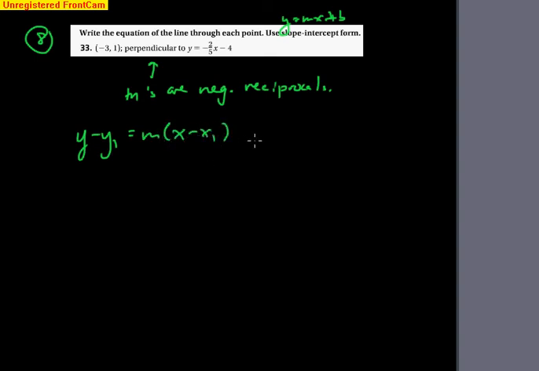So to put this in slope-intercept form, I need to start with point-slope form, which is y minus y1 equals m times x minus x1. For this, I need a point and a slope. The point they give you is (negative 3, 1). That's your x1, y1. But I need a slope. The slope comes from the line they give you. Here is the mx part. The slope of that line is negative 2/5.